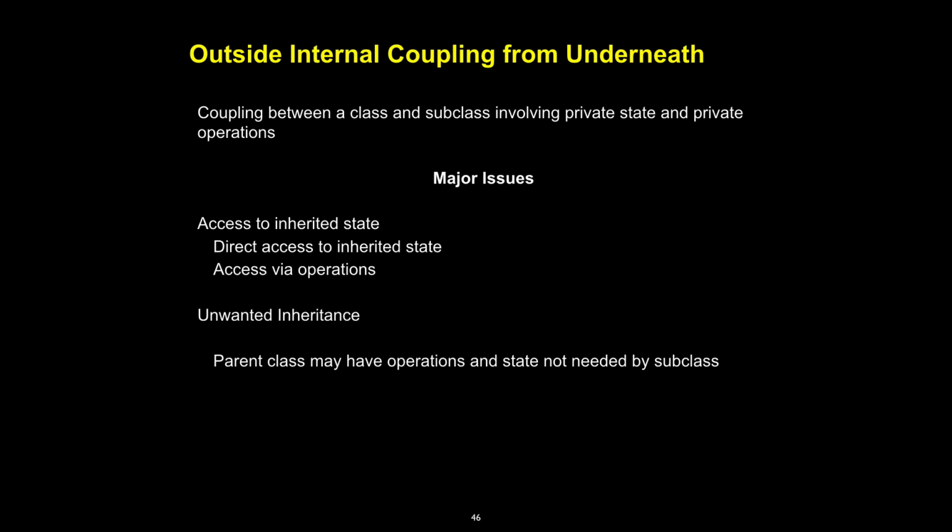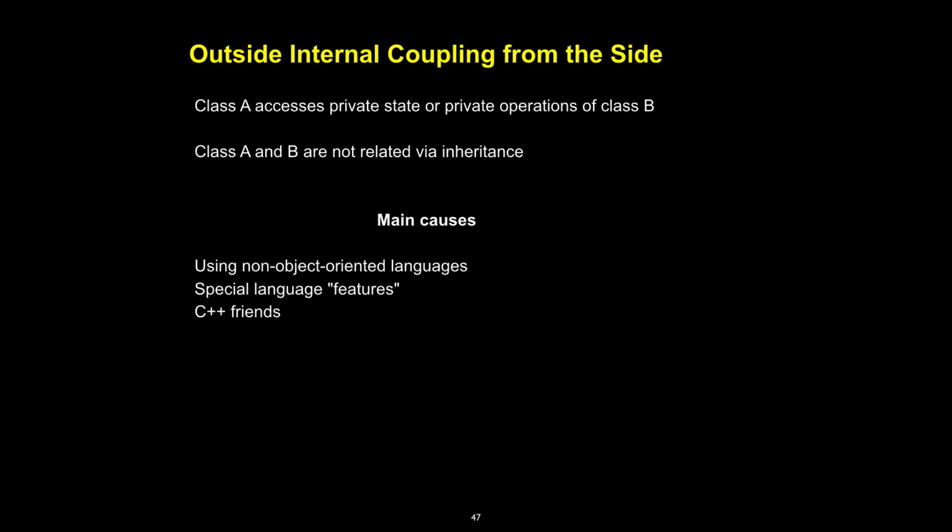Another problem is F may inherit things that it doesn't want, doesn't need. And then what do you do? In Java, there's nothing you can do. I mean, with a subclass, you get everything. In C++, you can hide things from your parent, but here is outside internal coupling from the side.